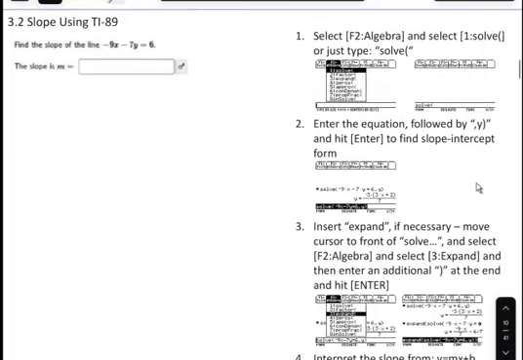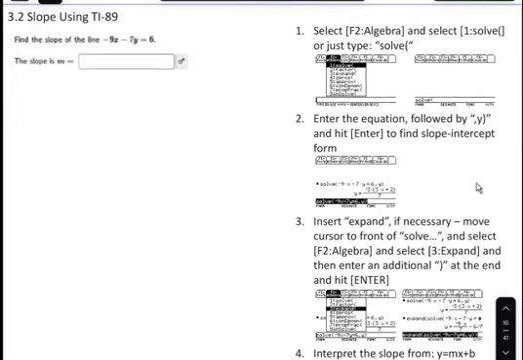So let's talk about finding slope. Depending on what the form of the problem is, you have some different methods for finding slope. If you have an equation in any form, probably the easiest way to find the slope is just to write it in slope-intercept form, and it's the coefficient of x.